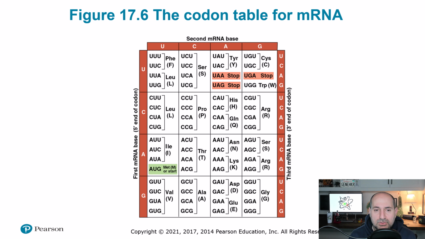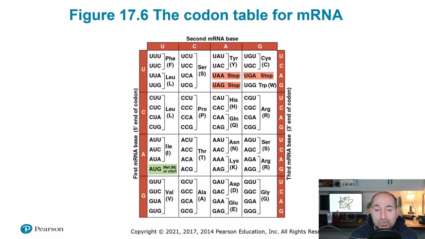But don't get confused. Those U's were copied from T's on the gene. Where you see a U, that corresponds to a T. But we're talking about reading the mRNA. If you're reading the mRNA, these are the words. These are the codons. And this is the genetic code.